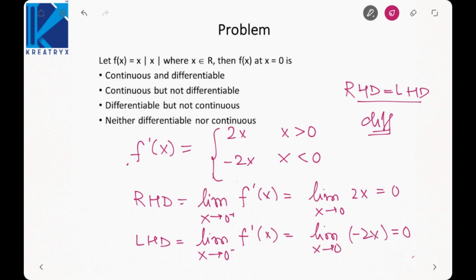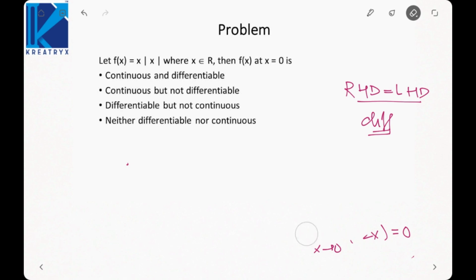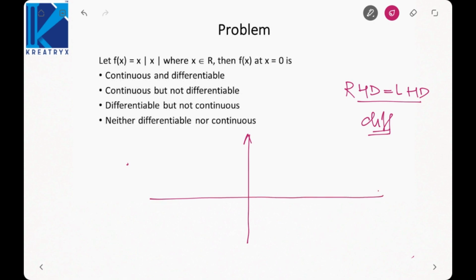Is it fine? Now if you wanted to check directly, then we can also draw the graph of this function. As we know, the function is equal to x square when x is greater than 0, and it is minus x square for x less than 0. The graph will be like this. Now as you can see, the graph is perfectly smooth at x equal to 0. There is no sudden change or sharp turn. So it is continuous and differentiable.